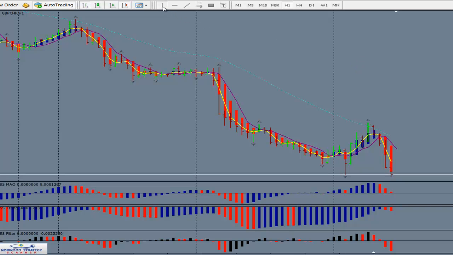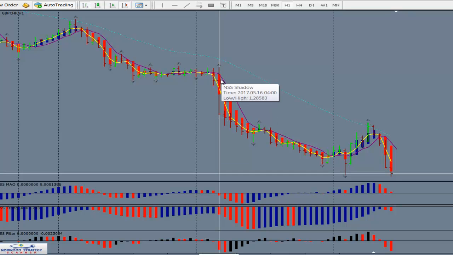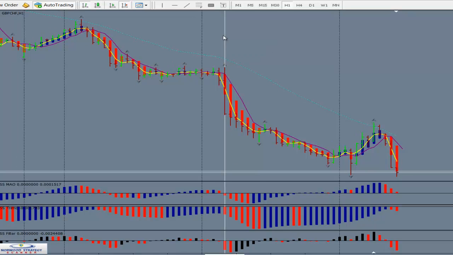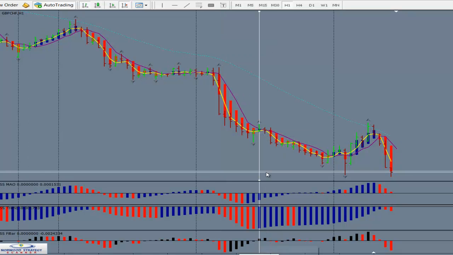It first has to start off with a 4-bar. I'm going to show you what a 4-bar is. We're on a 1-hour time frame. There's a 4-bar when the shadow alert is red, the Mayo is red, the trend alert's red, and the filter is red all at the same time. That's a 4-bar. Or if they're all blue, right there's a 4-bar.